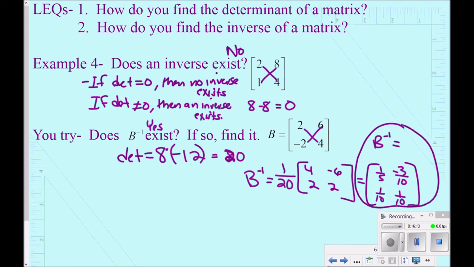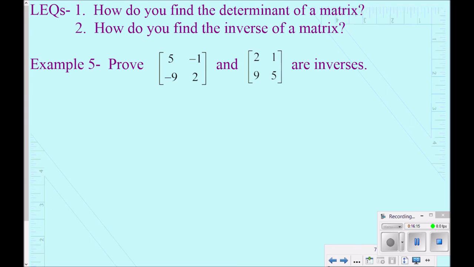Okay. And the last thing we need to look at today: proving that these two matrices are inverses. One way that I could prove that they're inverses is simply to find the inverse of the one on the left and show that it's the one on the right, and then vice versa, find the inverse of the one on the right and show that it's the one on the left. So that's one way. We certainly could do it that way, and that would be correct.